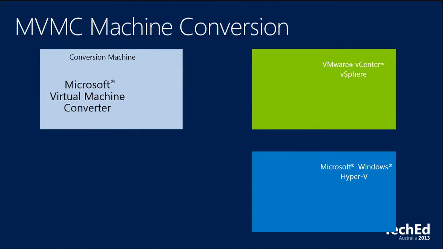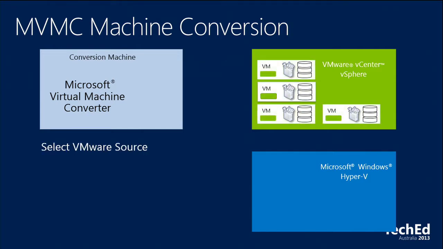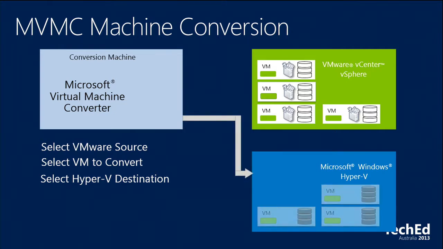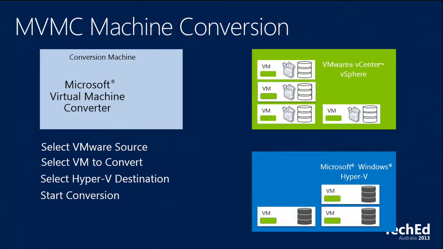So let's just step through a little bit about how it works. From the MVMC machine, you pick your VMware source host, and then you pick the VM source guest, and you also pick your destination Hyper-V host, right? And then you say go, and what it does is it snapshots the guest. It will then go and uninstall the VMware tools and shut down the guest.